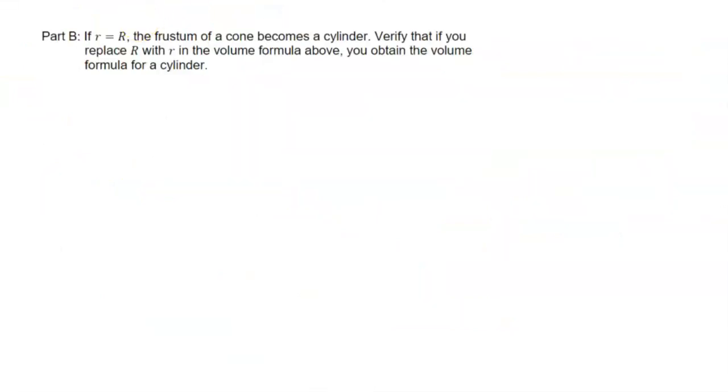If big R equals small r, the frustum of the cone becomes a cylinder. Verify that if you replace big R with small r in the volume formula above, you obtain the volume formula for a cylinder. I want you to pause this video, try your hands at this question, and let's discuss it later.